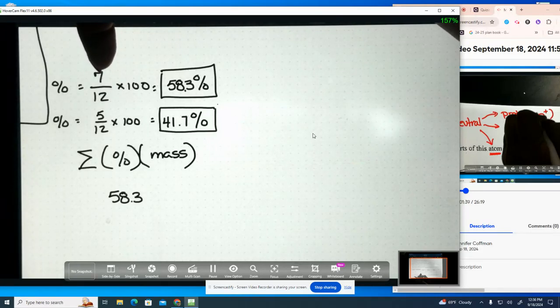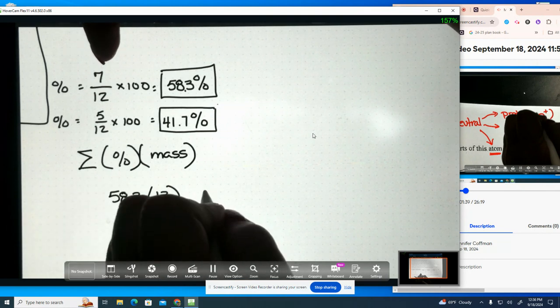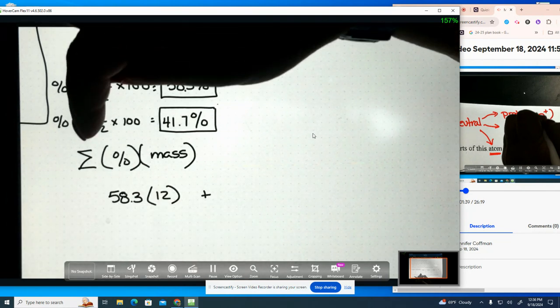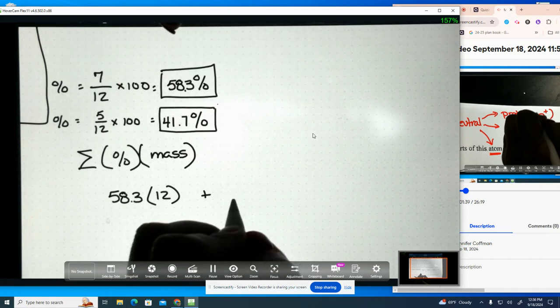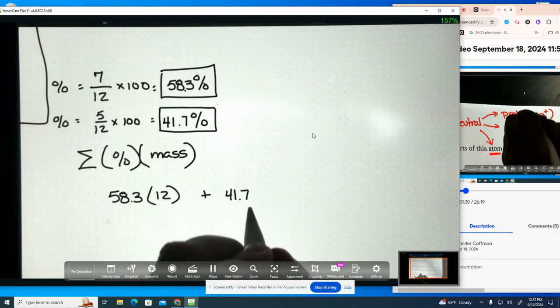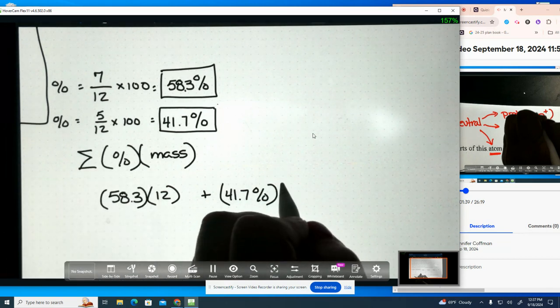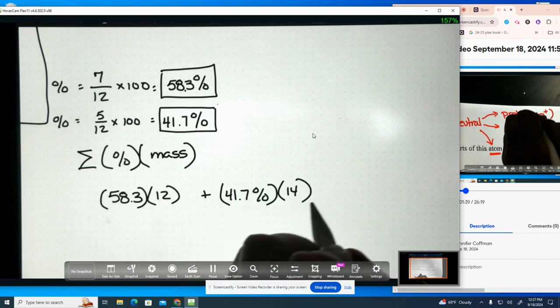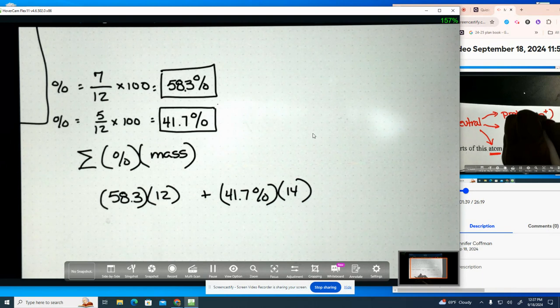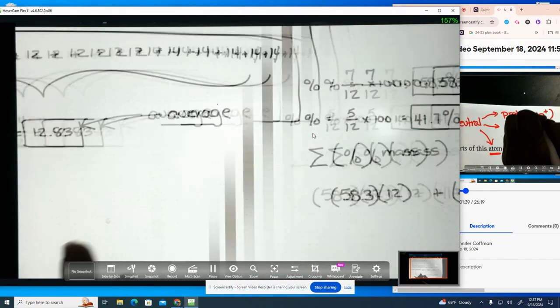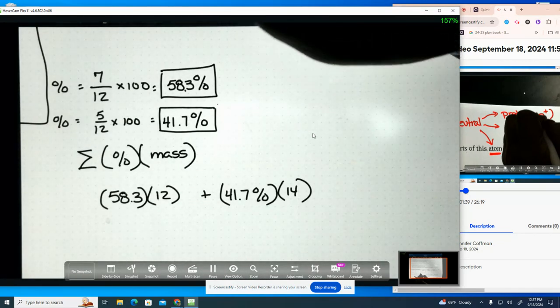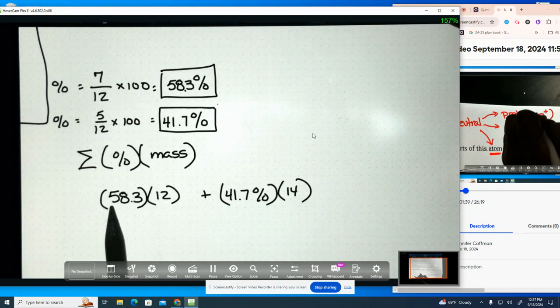What was the mass of this one? 12. Plus, because that's what that little summation sign means, 41.7%, this is a percent, times 14, and when I do that, I should get the same answer as when I did this. I should get 12.83. Now remember, this is a percent, 58.3.